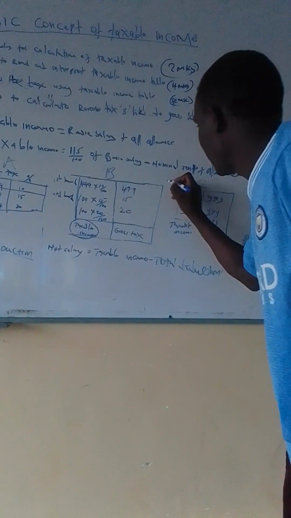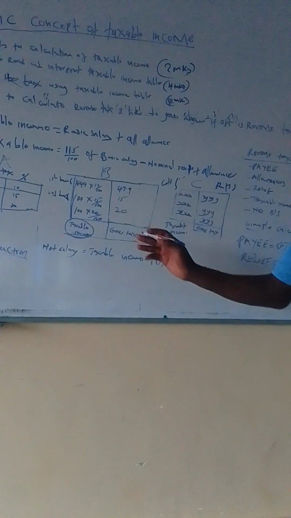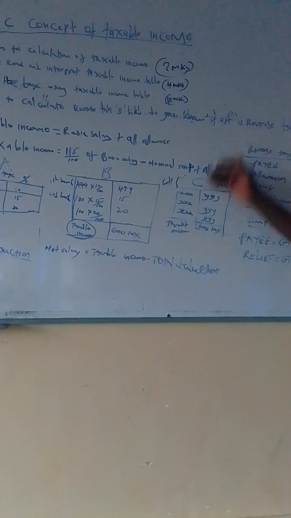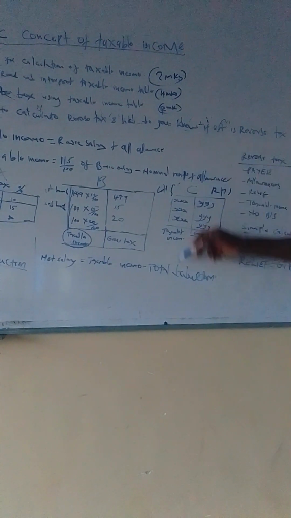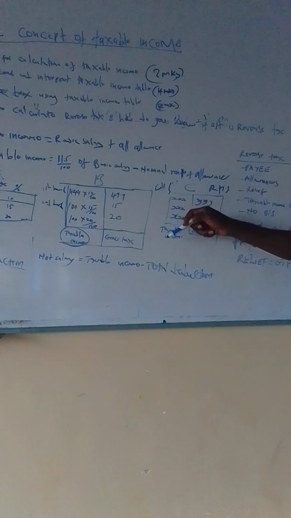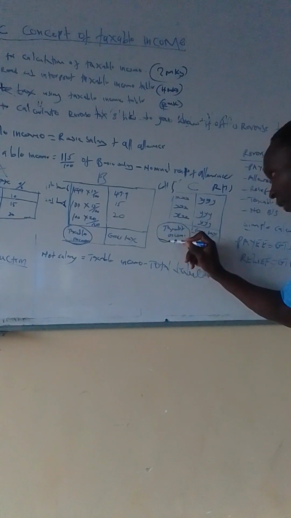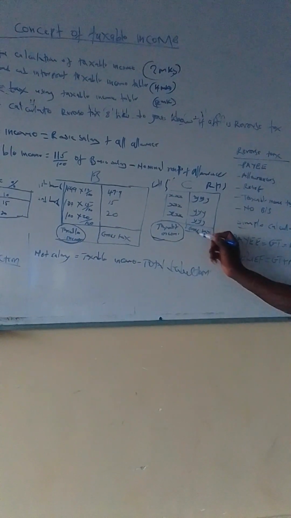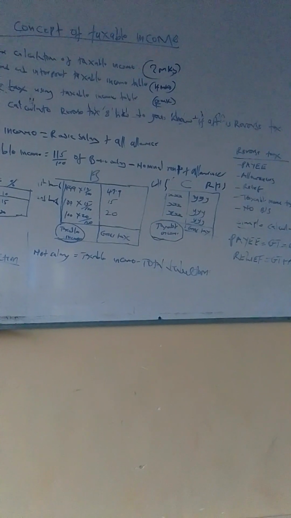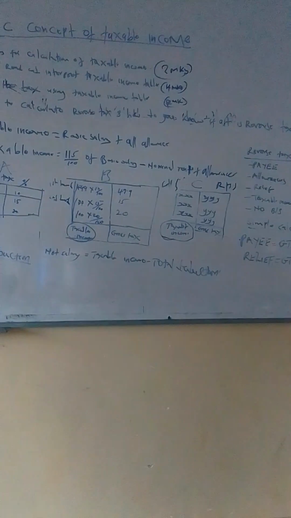Let me use LHS, then the RHS. The left hand side is X amount, then the right hand side is Y amount. So if I sum the X amount, I'll obtain my taxable income on the left hand side. Then on the right hand side, I'll obtain my gross tax.